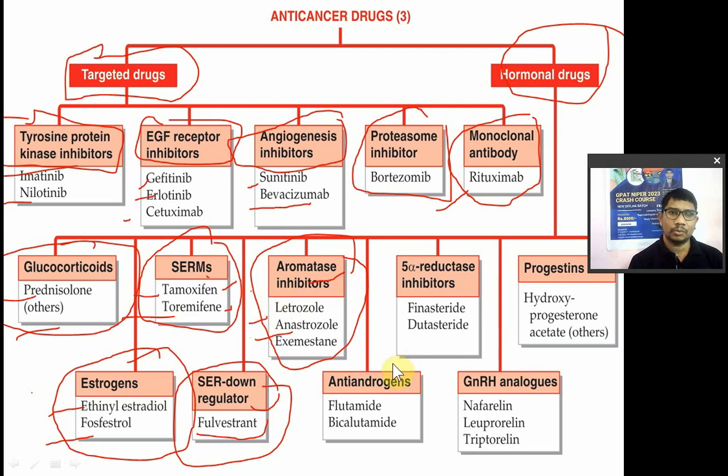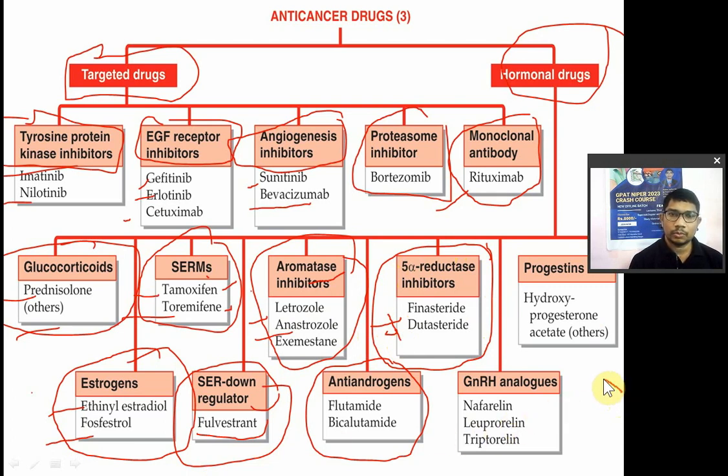Now another class of hormonal drugs is known as anti-androgens. In that you have flutamide and bicalutamide. So these are the anti-androgens. The next class in the hormonal drugs is known as 5-alpha reductase inhibitor. In that you have finasteride and dutasteride. A question has already come on this in GPAT. 5-alpha reductase inhibitors: finasteride and dutasteride. Remember.